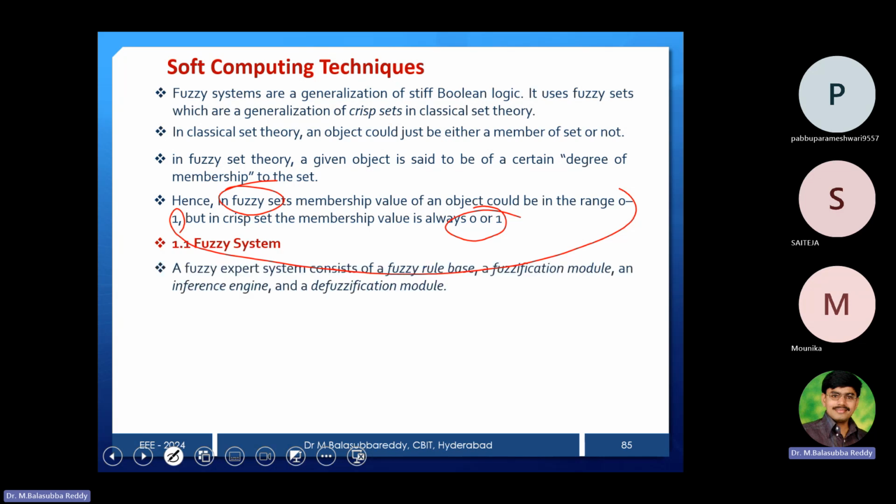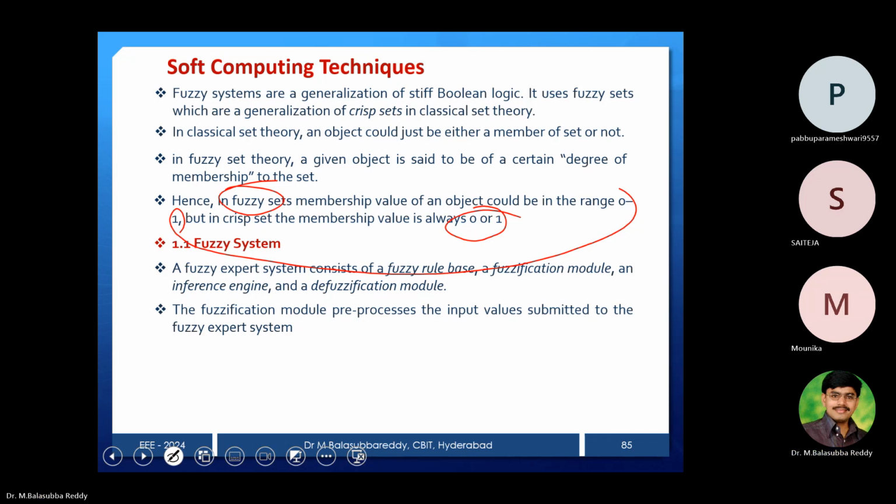Now, the fuzzy system, also called a fuzzy expert system, consists of a fuzzy rule base, a fuzzification module, an inference engine, and a defuzzification module. These are some of the components inside the fuzzy system. The fuzzification module pre-processes the input value submitted to the fuzzy expert system, so the data is pre-processed before going to the fuzzy expert system.